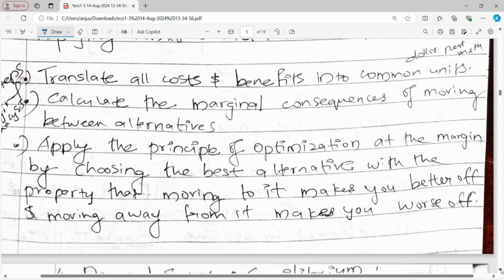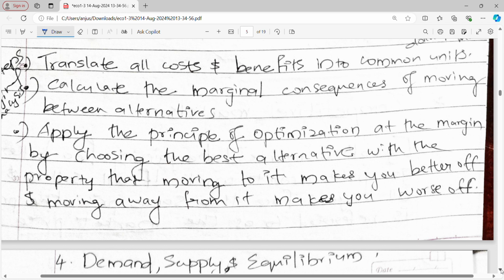So that's it with the third chapter. We are done here with the third chapter.